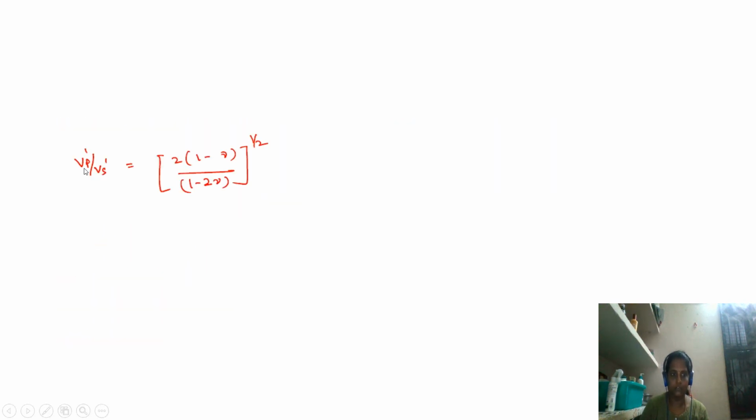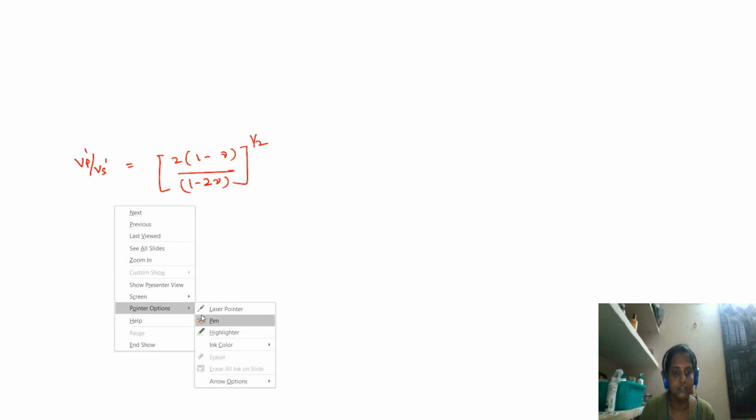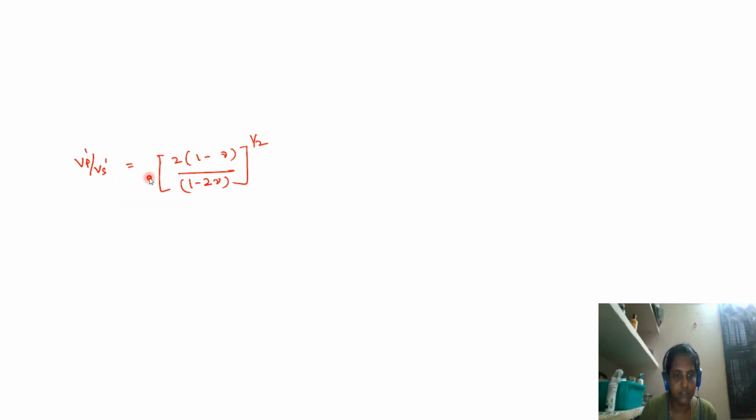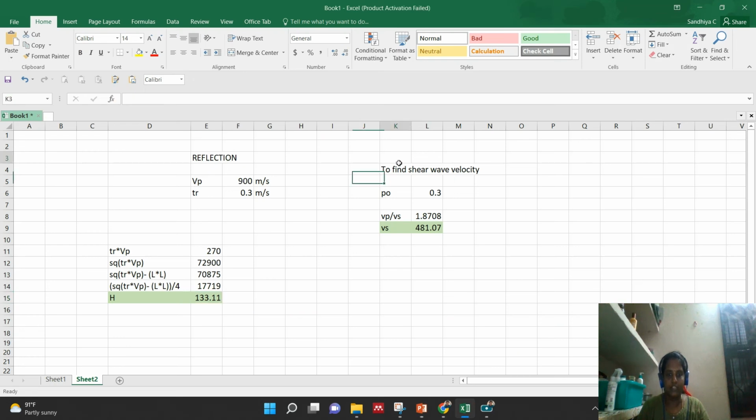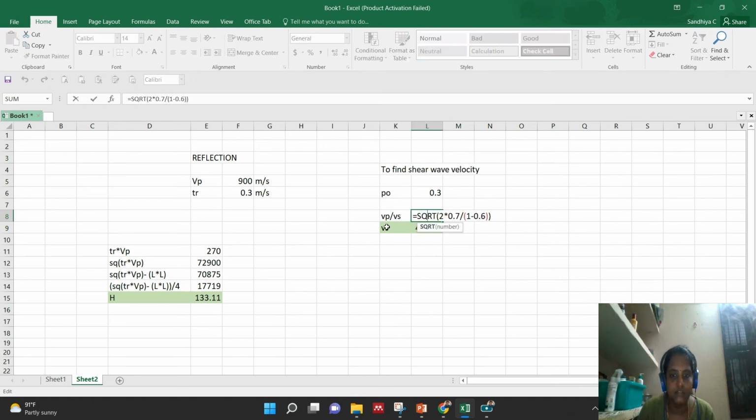this is the formula. Vp by Vs equal to square root of 2 times of 1 minus mu by 1 minus 2 mu. So they are asking what is the value of Vs, the shear wave velocity. In this, we know all the parameters. Your mu value and the Vp value we know.